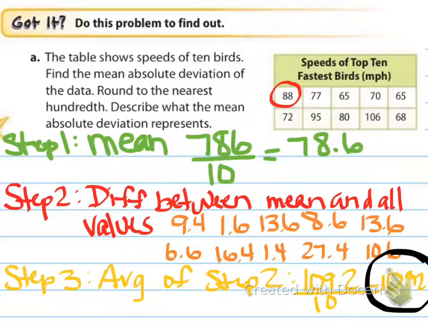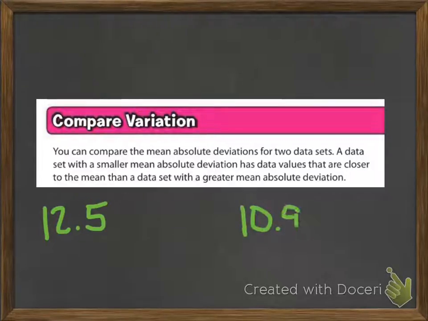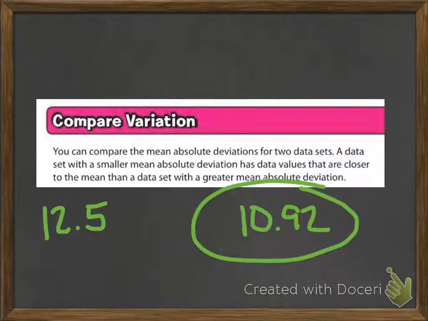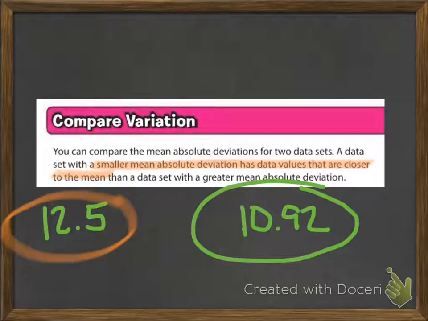Okay, and then the last one that we just did was 10.92. And so the lower number means that the data values are closer to the mean average. Whereas this larger number means that the mean absolute deviation is greater, so they're more spread out from the mean average. So the smaller the number, the closer those values are to the actual mean average.